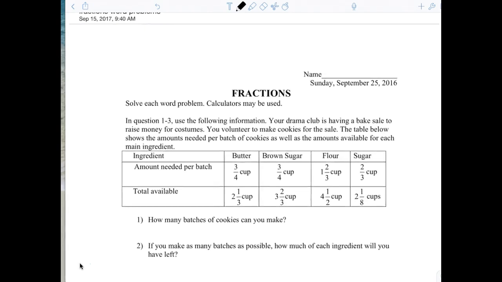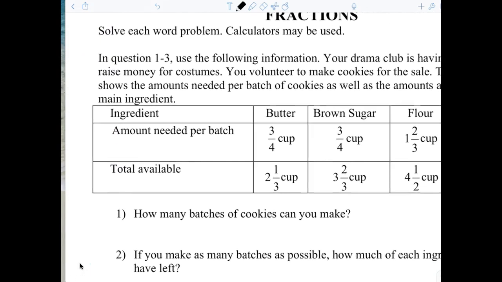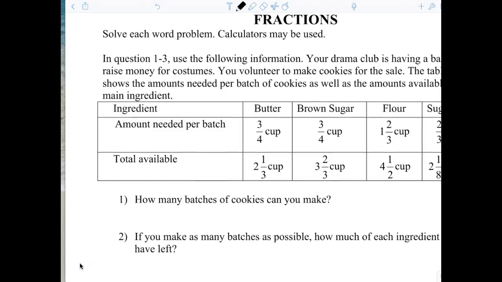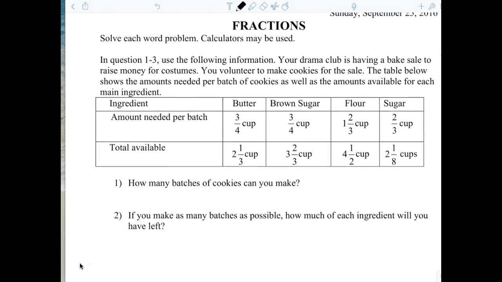All right, number one, it says, in questions 1 through 3, use the following information. Your drama club is having a bake sale to raise money for costumes. You volunteer to make cookies for the sale. The table below shows the amount needed per batch of cookies as well as the amounts available for each main ingredient. The question is, how many batches of cookies can I make with those ingredients? Anybody want to tell me how I can figure that out? Tell me what I'm going to do.